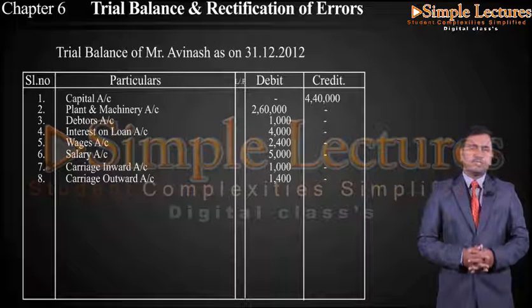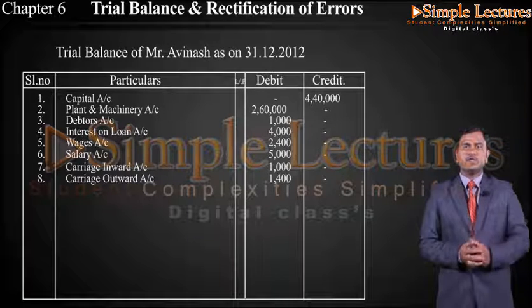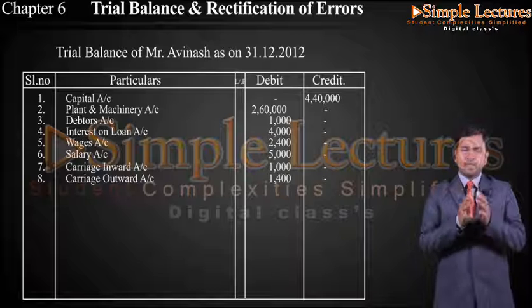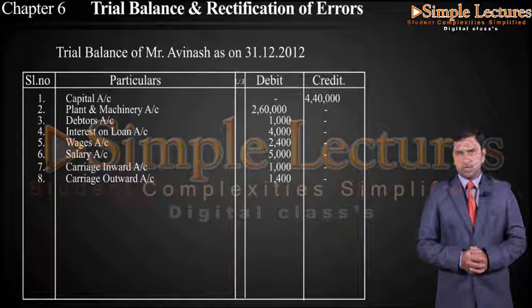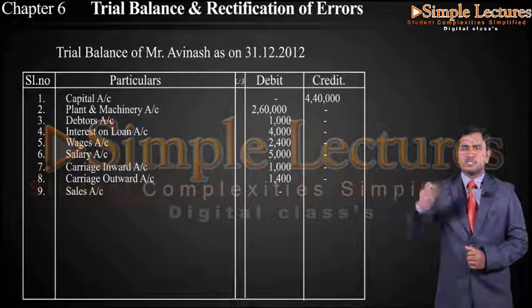Next we have serial number 9, sales account, 6 lakh. Sales is nothing but an income, and income should be recorded in the credit amount column. Serial number 9, sales account, in the credit amount column, 6 lakh.